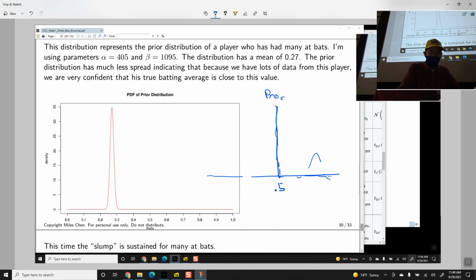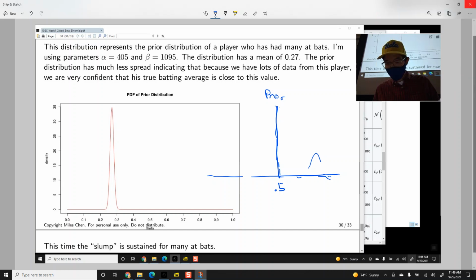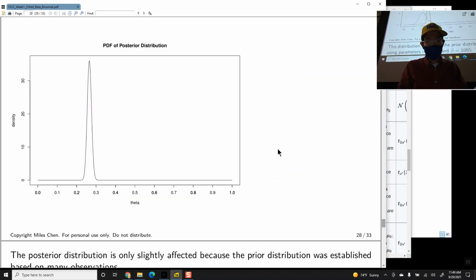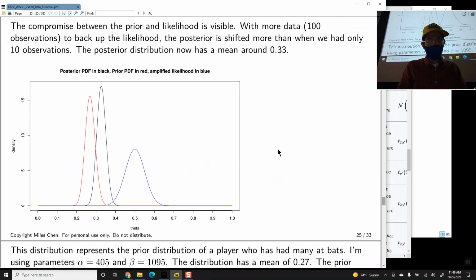But anyway, this is just supposed to illustrate the relationship between the prior distribution, the likelihood, and the posterior and how they interplay. And basically, I think in your homework, you're going to be dealing with this, and we'll take a look at some more of this on Friday as well.